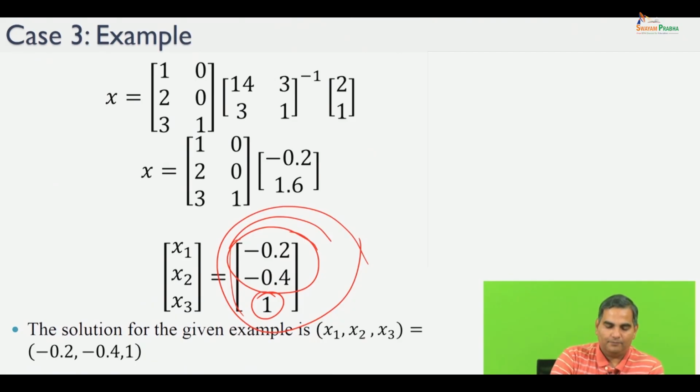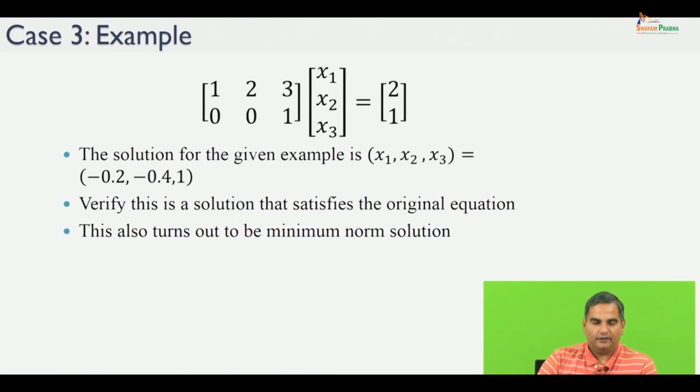So I can finally say my solution x1, x2, x3 is minus 0.2, minus 0.4, 1, and you can easily verify that this satisfies the original equation. Since x3 is 1, the second equation, x3 equal to 1, gets satisfied. When you look at the other equation, you have 1 times minus 0.2 plus 2 times minus 0.4, that will be minus 0.2 minus 0.8, plus 3 times 1, which gives you 3 minus 1 equal to 2, which is this.